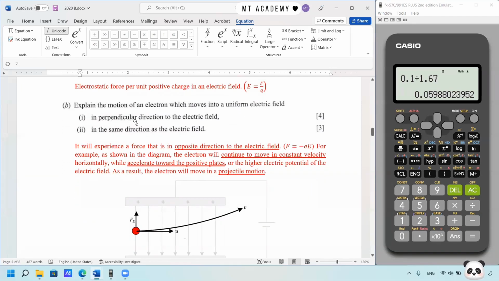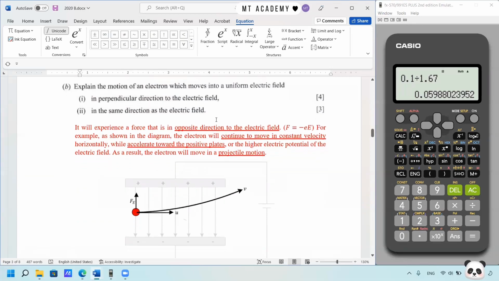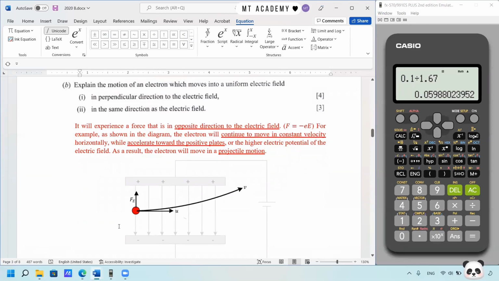If it moves in a perpendicular direction in the electric field, probably you can draw a diagram here. First of all, it will experience a force that is in the opposite direction to the electric field, because this is an electron, so it has a negative charge. So when Q multiplies E, you would have a negative force. So the force would be in the opposite direction to the electric field.